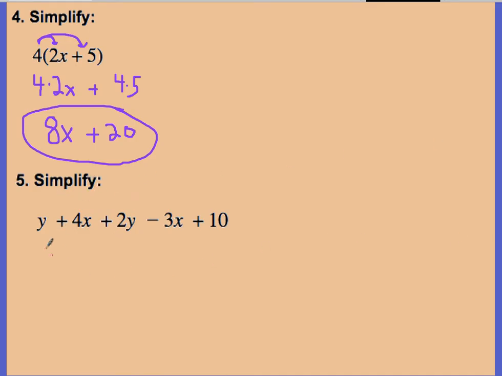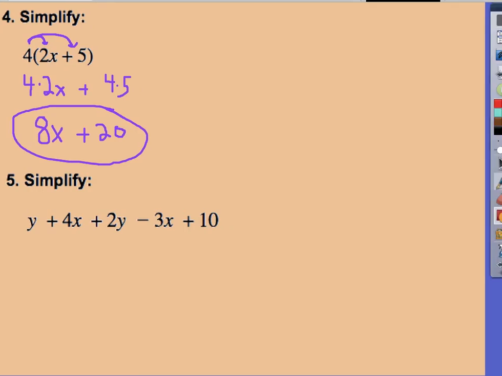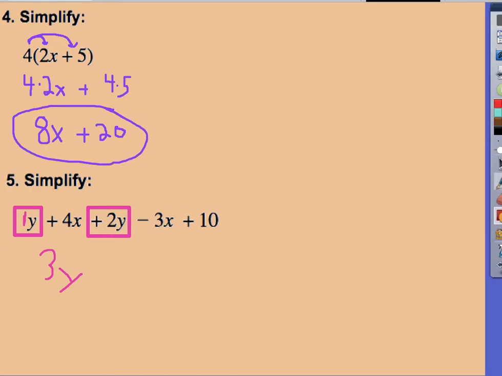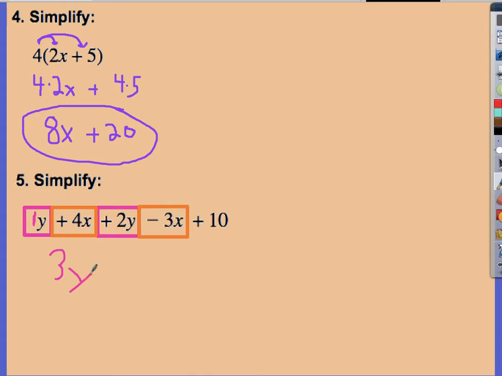Number 5, same idea, simplify. So let's look at things that are like terms here. We got a y. We have another term that has y, and no other terms that have y. So let's look at that. y plus 2y. Remember, if you have a variable that doesn't have a number in front of it, there's a 1 there. So we're going to have 3y. And then let's see if there's any other terms that are like terms. I have a 4x and a minus 3x. So go left to right. 4 minus 3. 4 minus 3 is 1. So plus 1x. And at the end, we'll type this up to clean it up too.